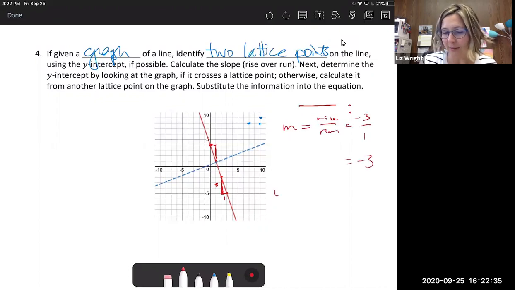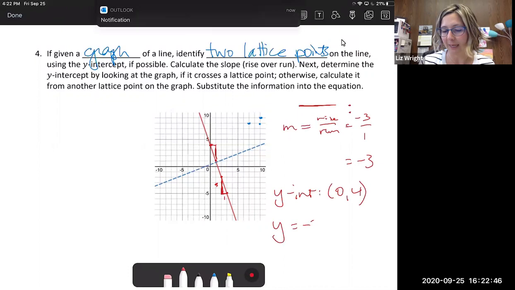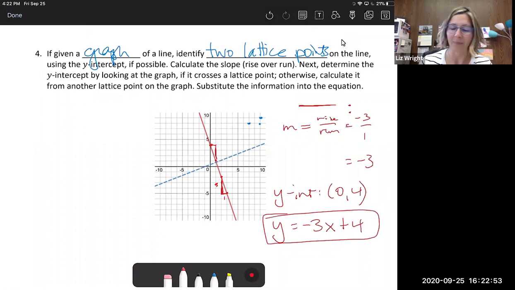And then your y-intercept for this one, it's nice because it crosses at a lattice point of (0, 4). So you're going to write it like this, and then plug it into your y = mx + b form. So it's going to be y = -3x + 4, like that.